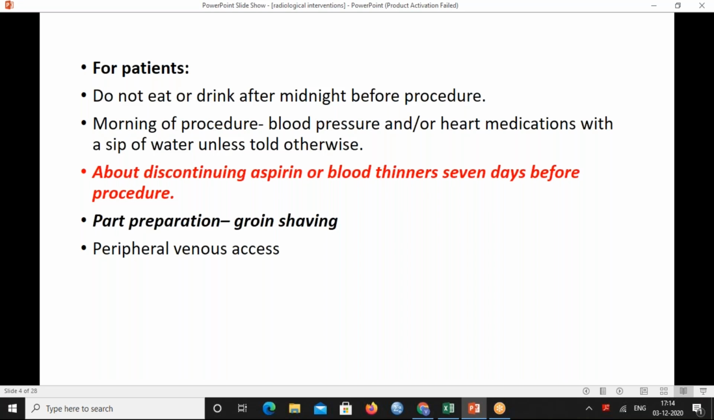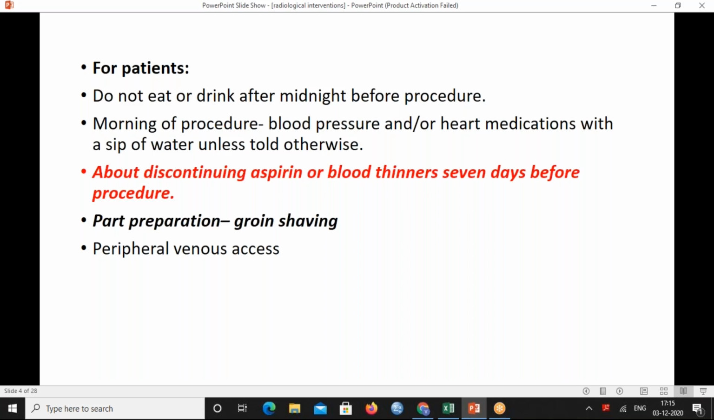And regarding anticoagulants like warfarin and acenocoumarol, when a major procedure is planned, it's better to convert them to IV heparin if they cannot be stopped beforehand. And regarding part preparation, at the site of entry of the procedure, if it is to be done from the femoral side, then groin shaving is to be done. If the procedure is to be done from the radial or brachial side, then the hairs around the site of puncture should be removed.